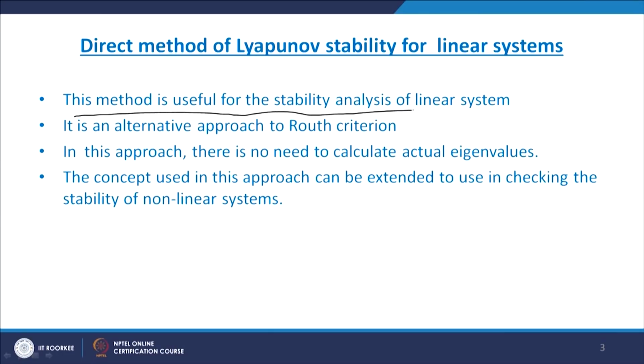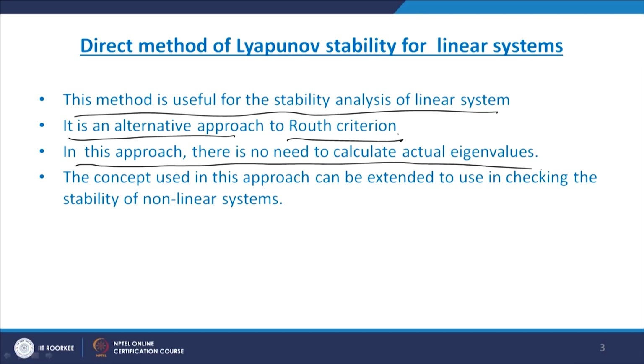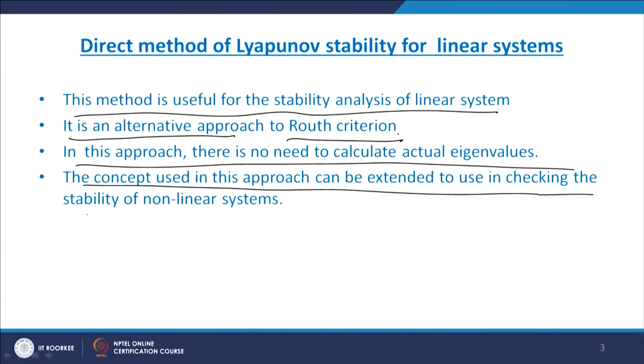Therefore, this criteria is an alternative to Routh criteria for checking the stability of the system, and in this case there is no need to calculate the eigenvalues. So, just see here, this method is useful for the stability analysis of linear system. It is an alternative approach to Routh criteria. In this approach there is no need to calculate actual eigenvalues, because you know eigenvalues play an important role in stability. If eigenvalues are on the right hand side, the system is unstable, on the left hand side it is stable, but here there is no need to calculate the actual eigenvalues. The concept used in this approach can be extended to checking the stability of non-linear system.